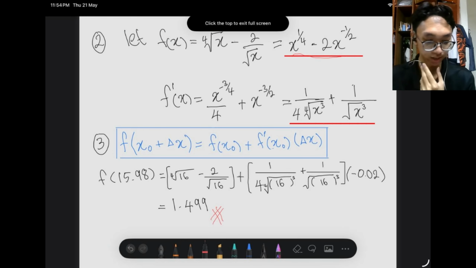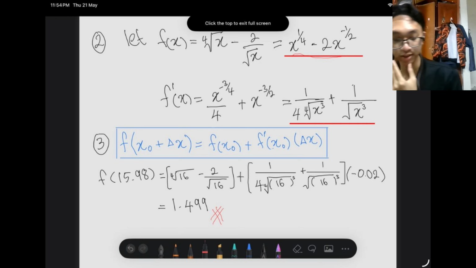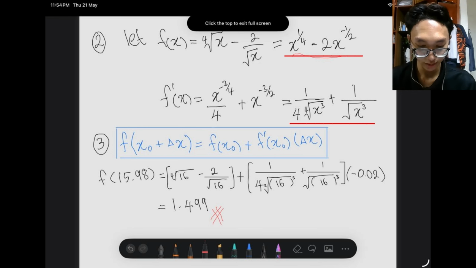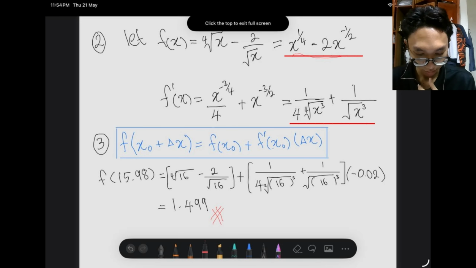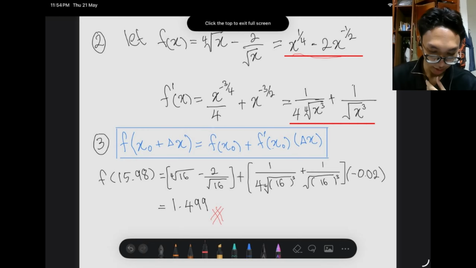Now we are going to do the third step. This is the final step. So this is the formula to find the linear approximation of the value. Just plug in the value of f(x naught) and then f prime(x naught), and then we'll multiply it by delta x. After we plug in, we just use the calculator and then we get the answer.